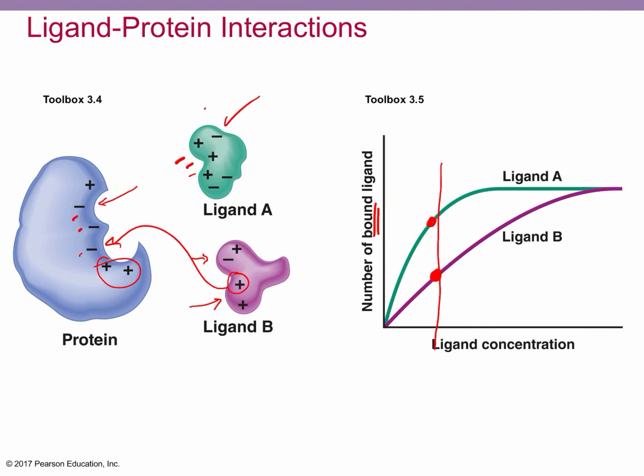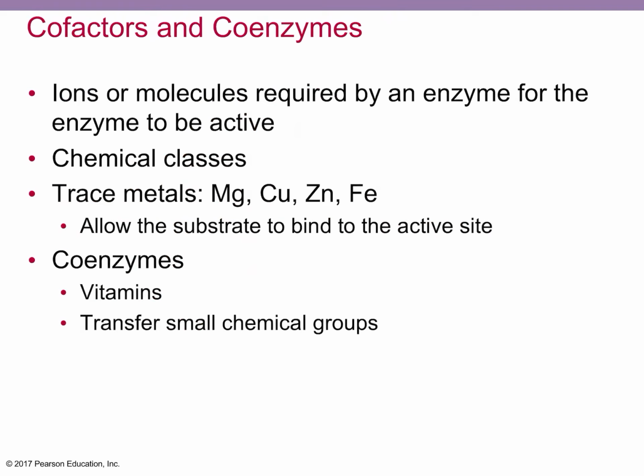All right, so that's that. Let's talk about cofactors and coenzymes. Cofactors and coenzymes are molecules or ions that bind to the enzyme to help it work more effectively. Metals are your cofactors. Metals will bind to the enzyme and usually allow the substrate to bind to the active site with higher affinity, therefore allowing the chemical reaction to happen.